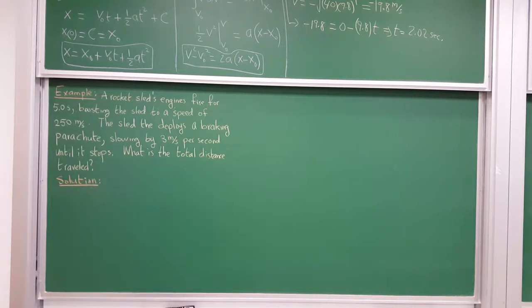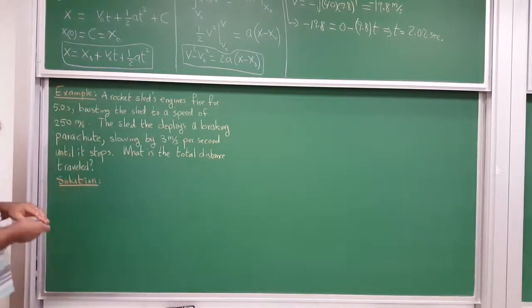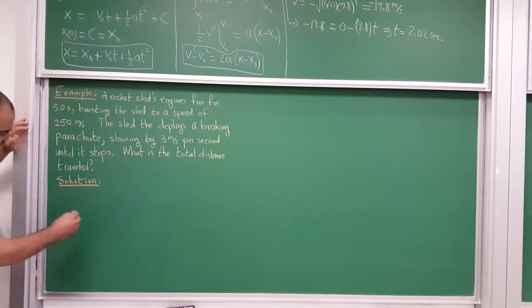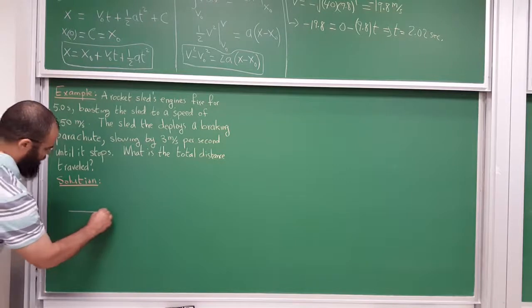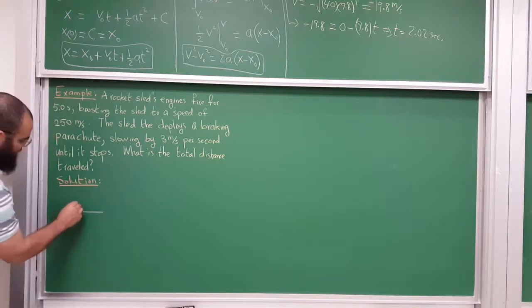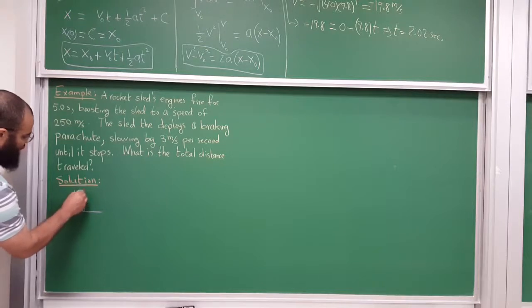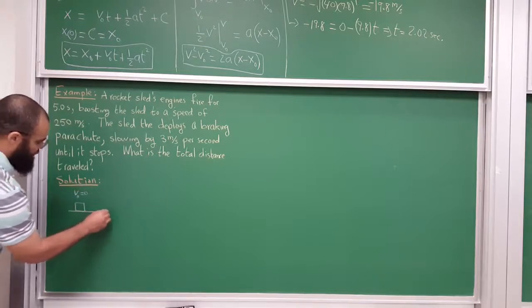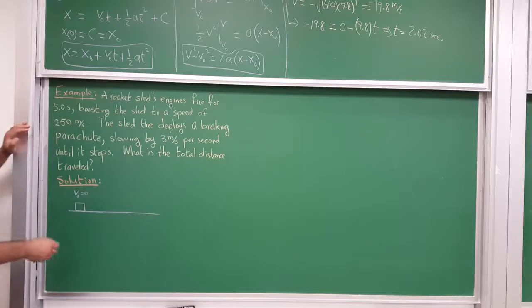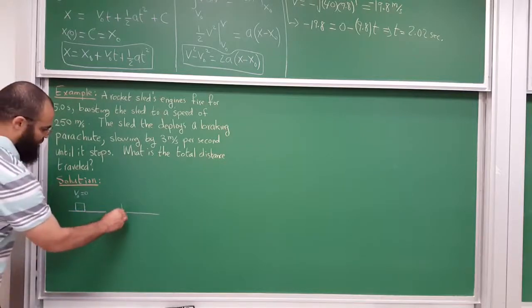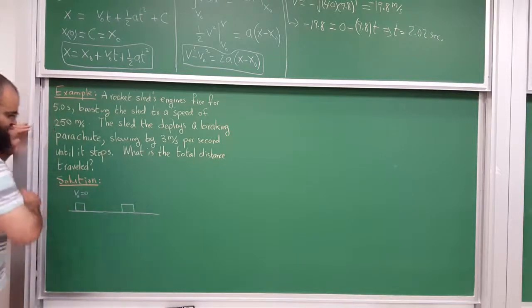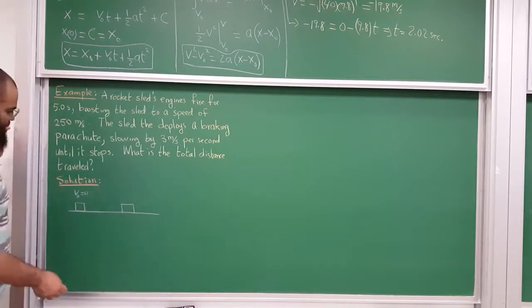So the first problem here, it says a rocket sled's engines fire for 5 seconds, boosting the sled to a speed of 250 meters per second. So here is a drawing of what's going on. You've got a sled. Let me just draw it as a box. V initial is 0. It starts from rest. And then there are those engines that fire, and they will accelerate it this way.